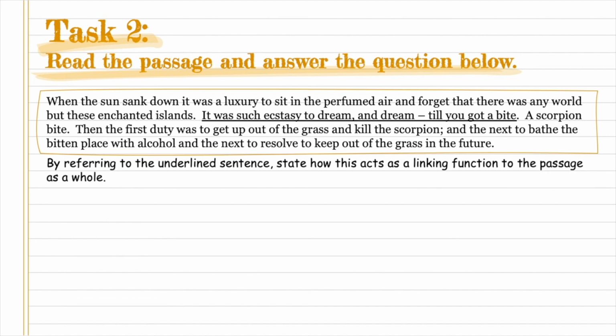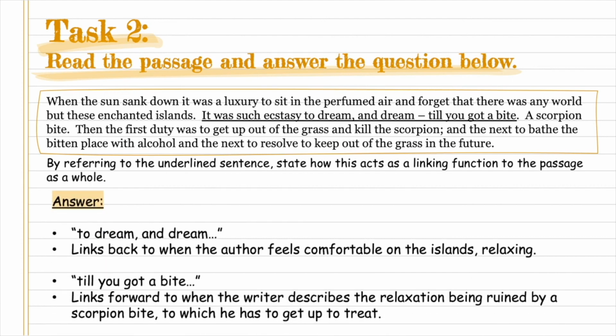Task 2's answer is as follows. We know the first part of the sentence will be before the natural break, which is the dash. So I look and I see to dream and dream. I quote this and say that it links back to when the author feels comfortable on the island relaxing, because that's what the first part of the passage is all about.